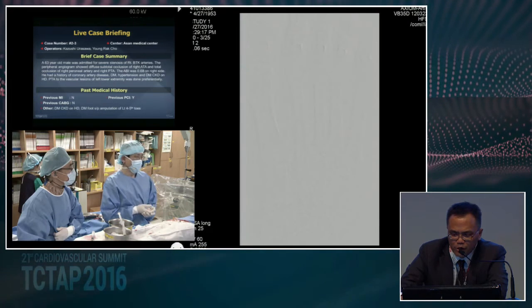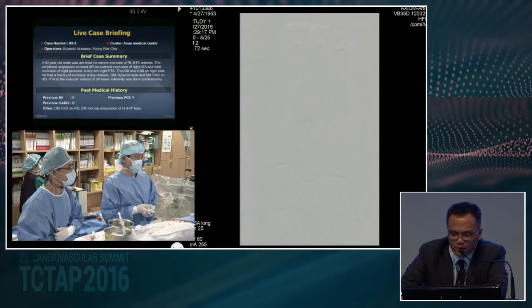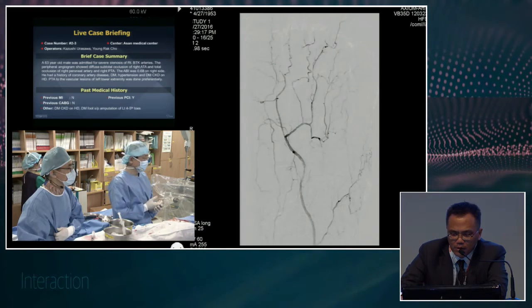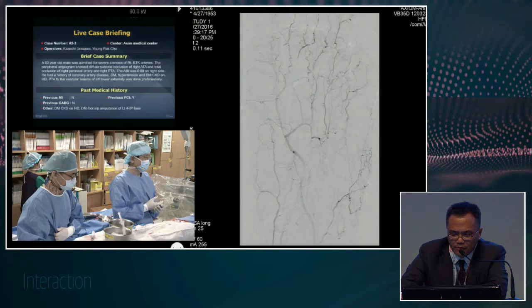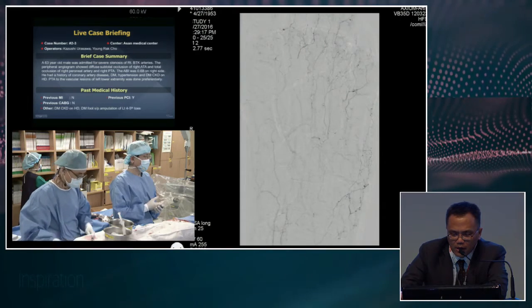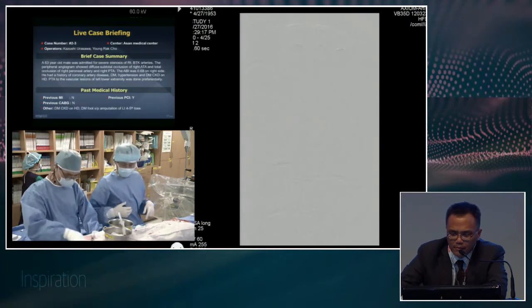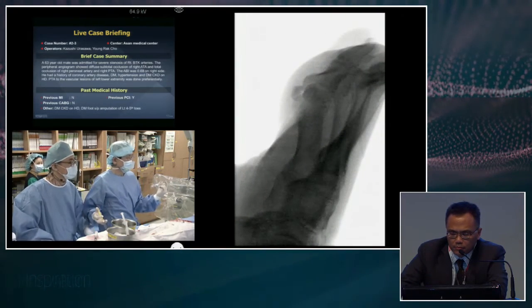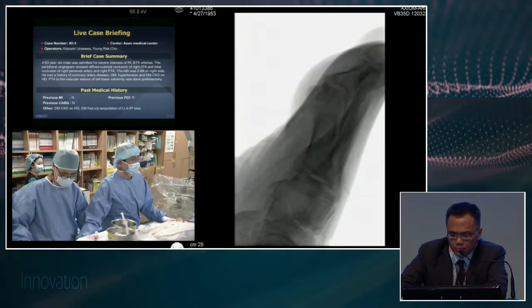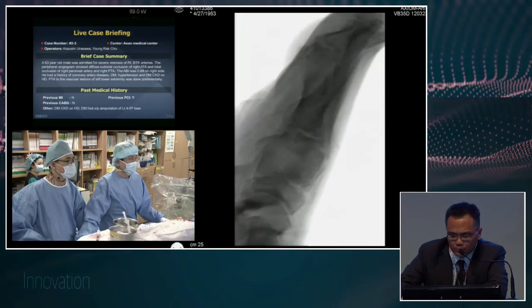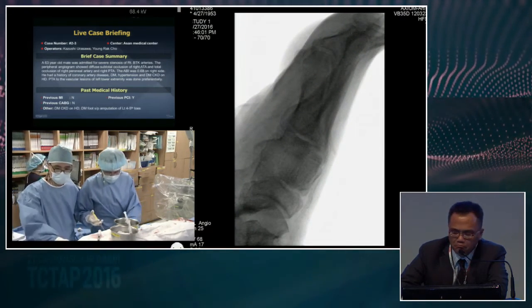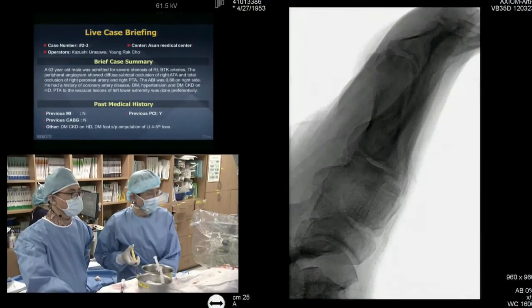Could you give us another projection of the lateral foot with the DSA? Below the ankle area? A different projection of the lateral foot? Oh, okay, sure. DSA, please. Please don't move.